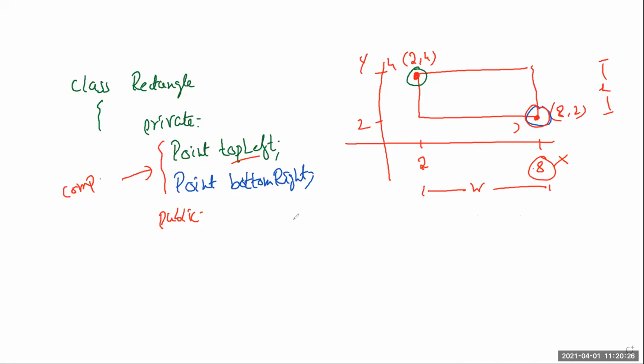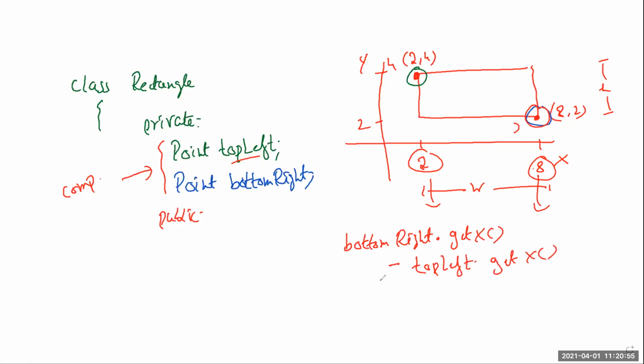So I'm not writing the exact code, I'm just giving you a hint. We'll do the complete example next time, but I'm giving you a hint that if you have to do this 8 minus 2, what is 8? 8 is bottom right dot, I cannot write x, but I can write get x. Why? Because x is private. So this will give me 8 minus, how do I get this 2? This 2 is actually top left dot get x. So when you do this, you actually get the width, whatever you want to call it.